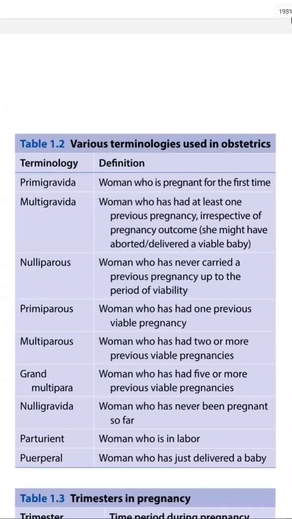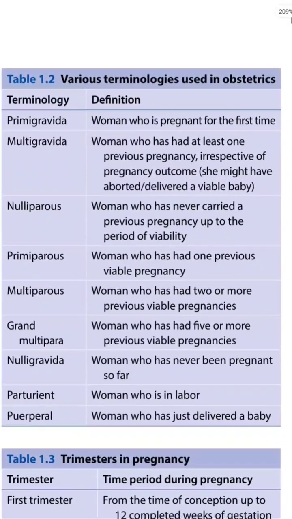Let's talk about various terminologies used in obstetrics. What is primigravida? The woman is pregnant for the first time. What is multigravida? The woman has had one or more previous pregnancies, irrespective of the pregnancy outcome; she might have aborted or delivered. If there is already one pregnancy so far, then she comes under multigravida.